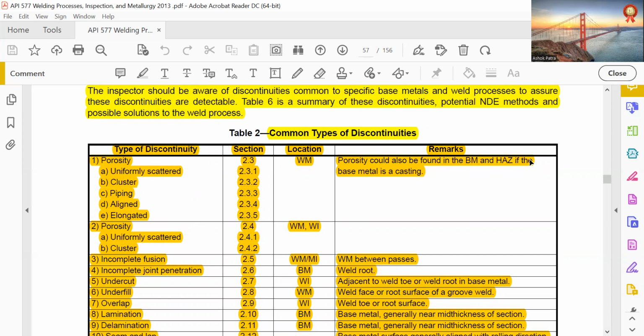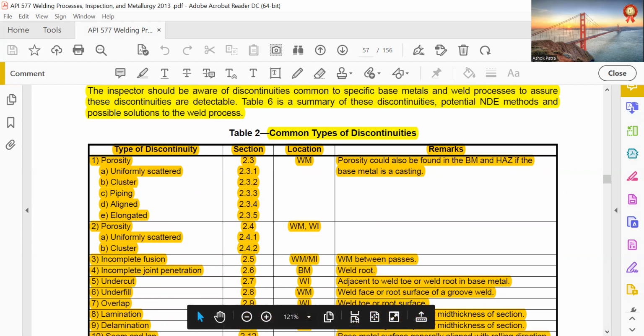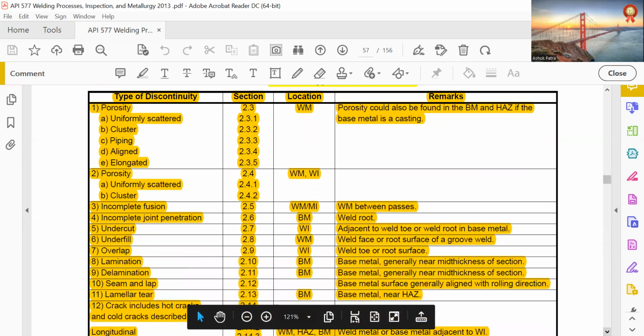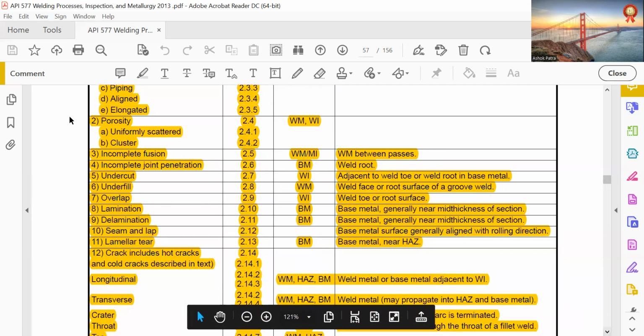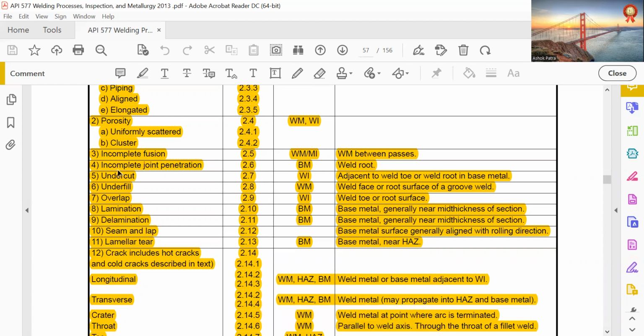Porosity could be found in the base metal if the base metal is a casting. Porosity, uniformly scattered, cluster, weld metal. Incomplete fusion, weld metal between passes. Incomplete joint penetration, base metal, weld root.